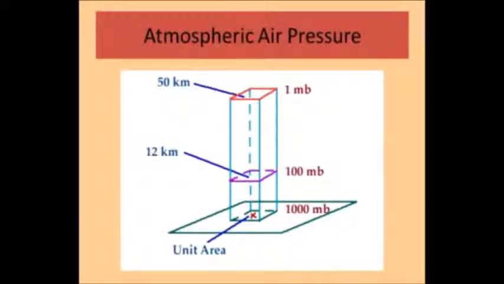It's convenient to think of the atmosphere as a column. 50 kilometres up, the pressure is about 1 millibar. 12 kilometres up, the pressure increases to 100 millibars, and at ground level it increases to about 1,000 millibars. So why is this?